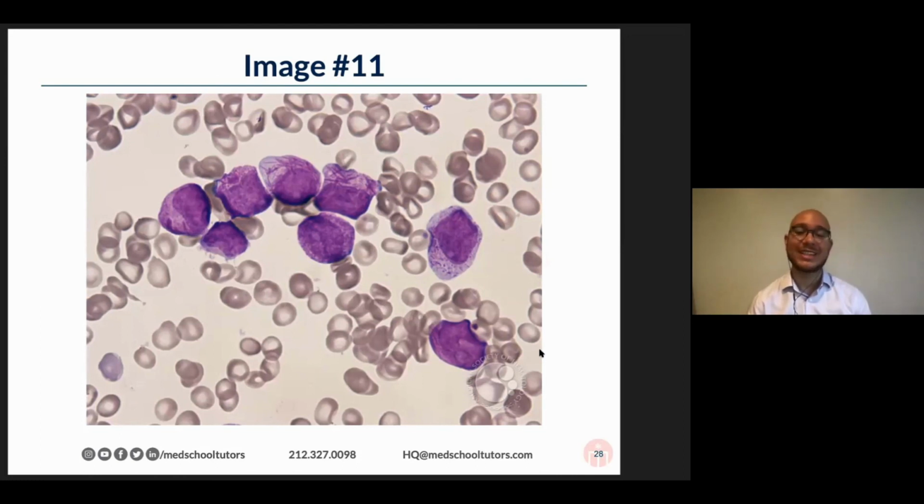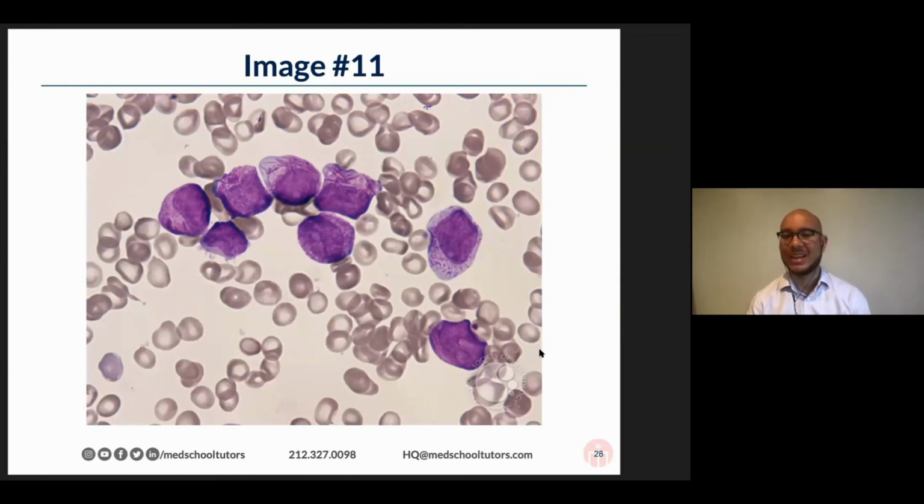So this one is actually PML-RAR alpha. PML, retinoic acid receptor alpha. The PML is on chromosome 15, RAR alpha on 17. When you put them together, you have this classic translocation. And now, before I go to the next slide, one more question. What therapy is essentially curative for this disease? And the chat is going wild. Yes, it is retinoic acid. The technical name for it is all-trans retinoic acid, so we call it ATRA.